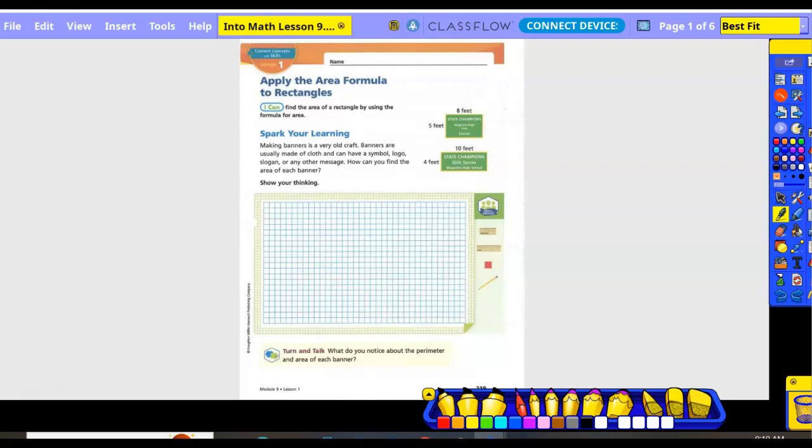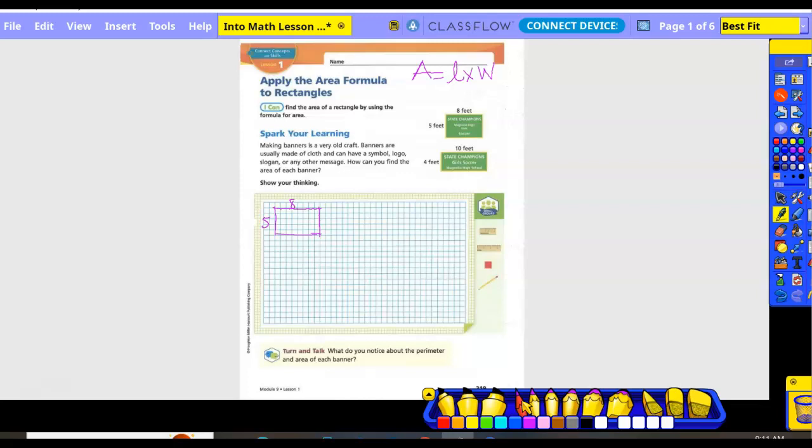Okay, so does anybody know the formula for area? So area equals length times width, right? Okay. So if we were going to redraw this first one, we would go down 5 boxes and over 8. Okay, so we would have 5 here and 8 here.